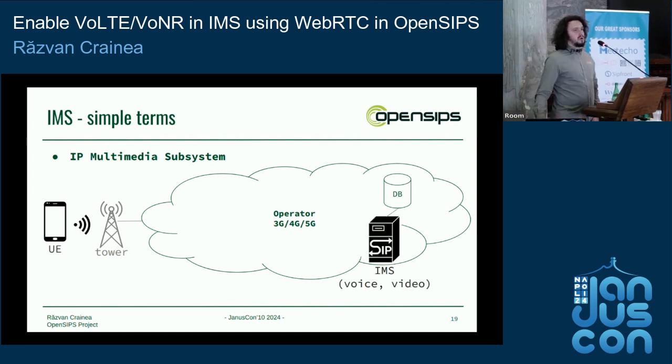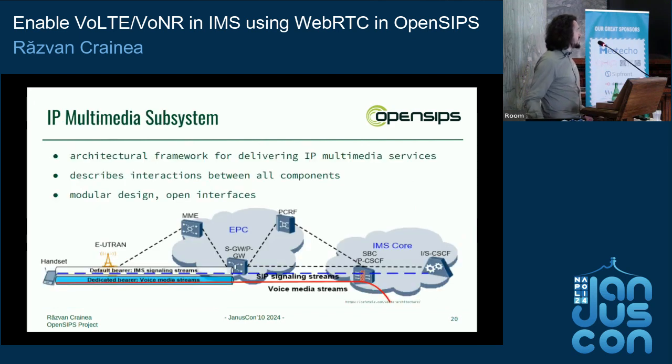However, what IMS actually is, it describes how you can add voice or video applications on top of this 3G or 4G network. Basically, this is the purpose of IMS. It's actually an architecture framework which describes all the components that need to be placed and what the interactions between them are, how they can communicate, what protocols they use, what kind of messages they can exchange, and so on and so forth.